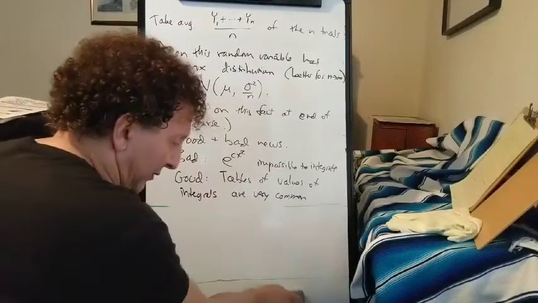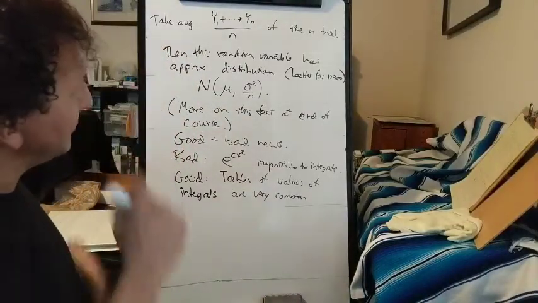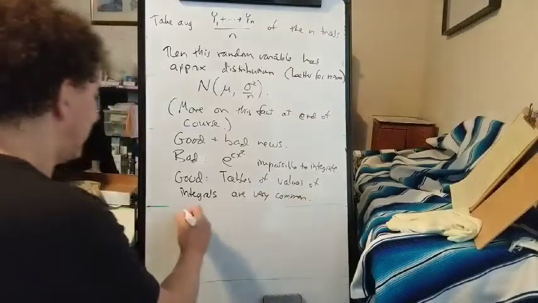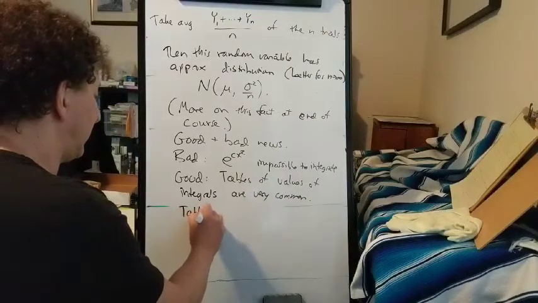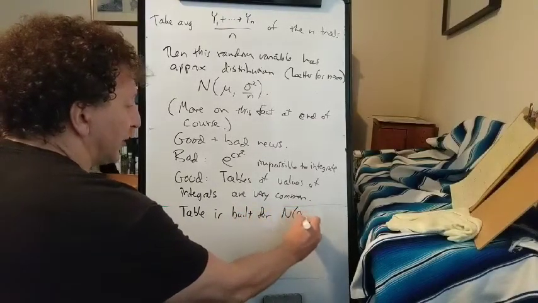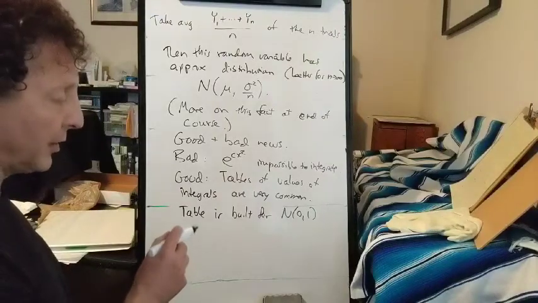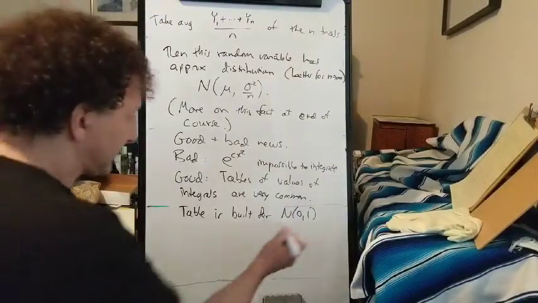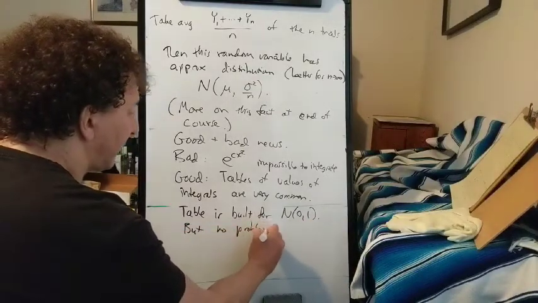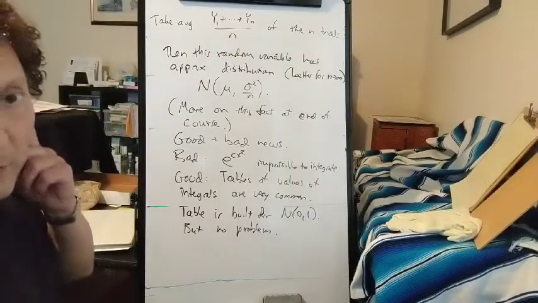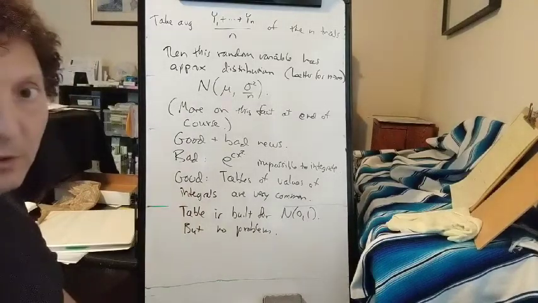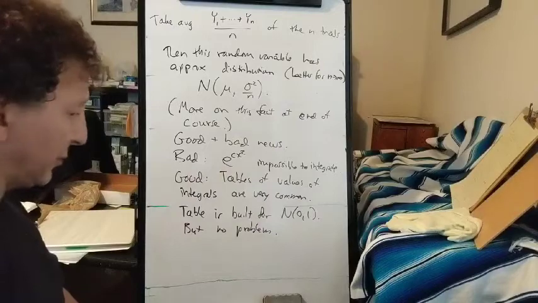There's only one table there, and there's lots of normal curves. As we let mu and sigma vary, we get this infinite family of normal curves. So the table is built for the standard normal curve with expected value 0 and variance 1. But that's not a problem, because if we have a distribution that's normal but not standard, we can play with it a little bit and still use a standard normal table.